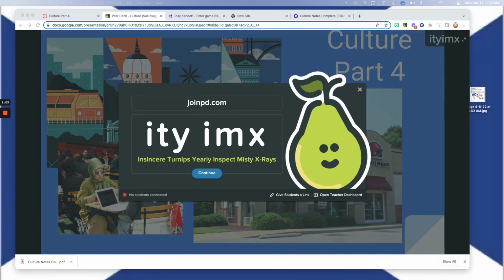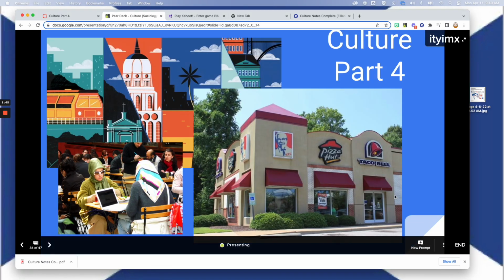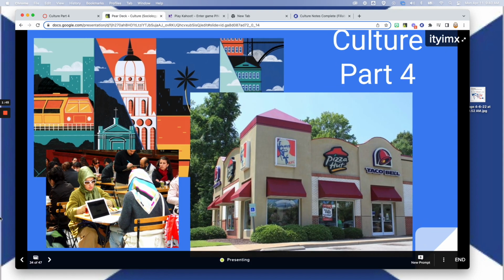And there is your join code. The code's going to remain in the upper right-hand corner. Go ahead and begin.